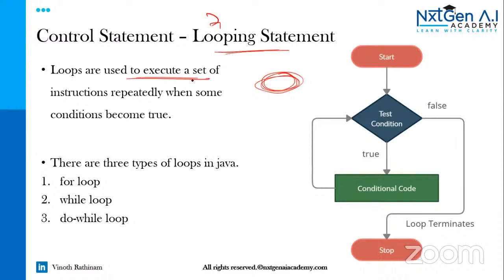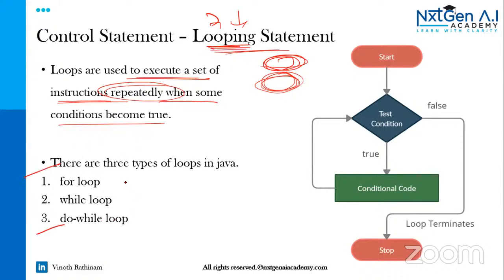Loops are used to execute a set of instructions repeatedly when some condition is true. In simple words, your code will be executed until the condition is true. When the condition changes to false, the code will come out of the loop. Whenever anyone talks about a loop, you're talking about again and again. But in a switch, you are executing only once. So the loop statement is further classified into three types: for loop, while loop, do while.